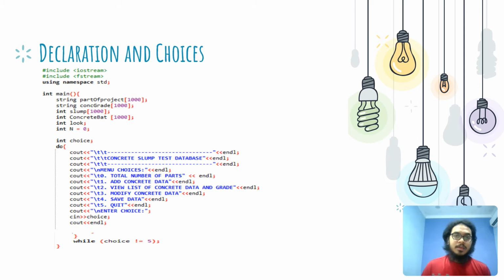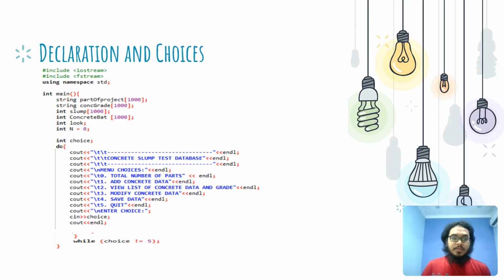Four of them will be used for arrays, and the first declaration is part of project, which the data type is string, and also the concrete grade, which is also a string data type, and the slump, which is an integer because it's a value, and the concrete batch, which is the batch for the concrete, and also the data type is integer, and the loop, also an integer, and I've declared the n is equal to 0, which the data type is integer.